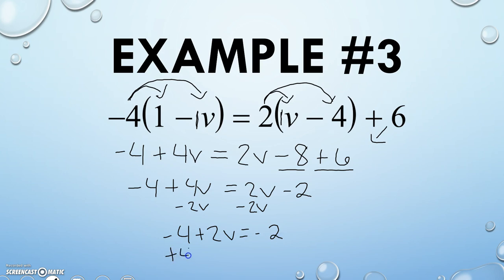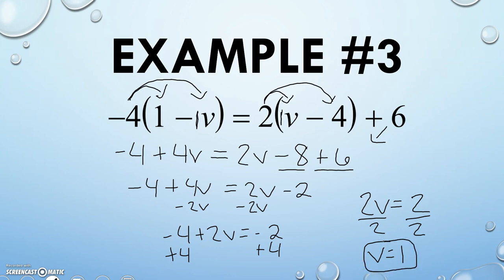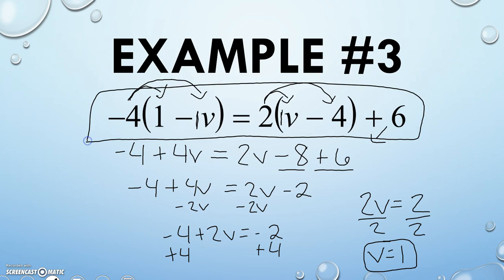Then we're going to bring our constants over, add 4 to both sides. So 2v equals 2. Divide by 2 on both sides, so v equals 1. So really, the only new step you're seeing is this distributive property, and then the rest of this is all standards that you've done before.